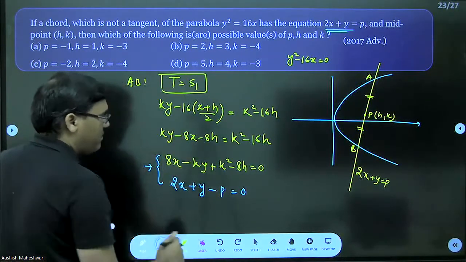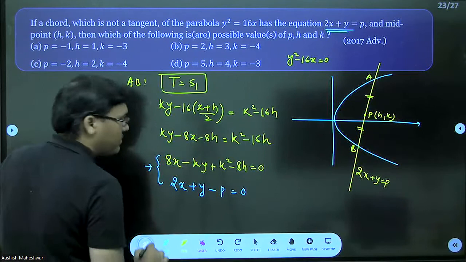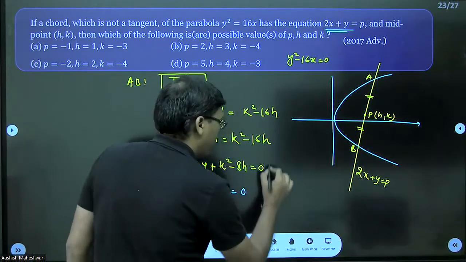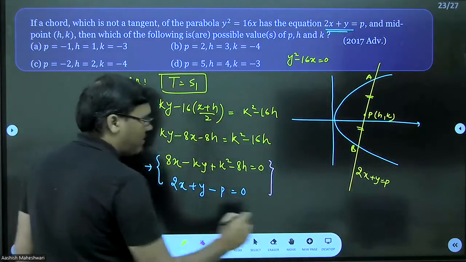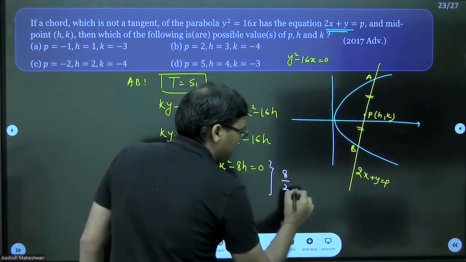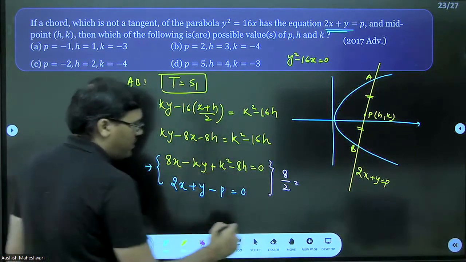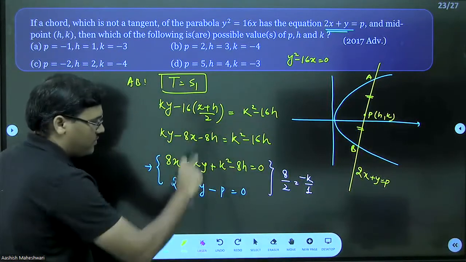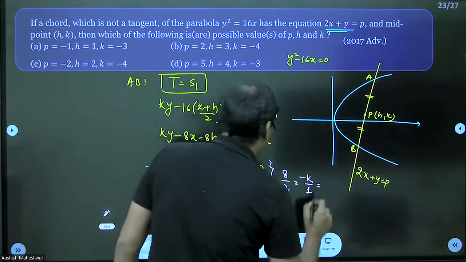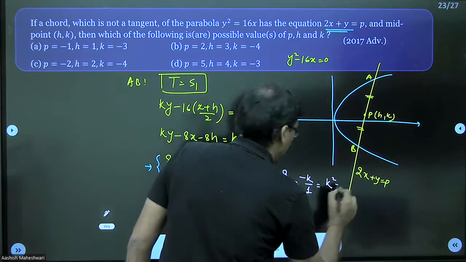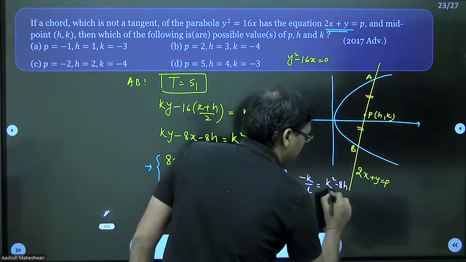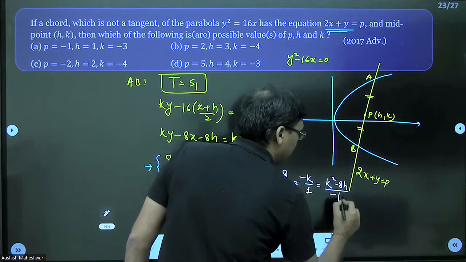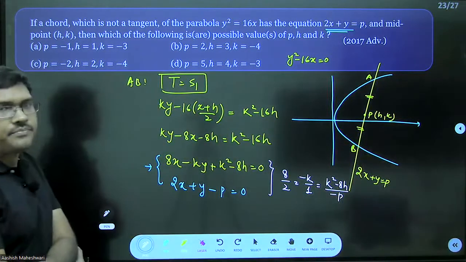I can say this is a1 upon a2, so let me write it here. This is a1 upon a2, that is 2 by 2, should be equal to b1 upon b2. This is -k by 1, right? Is equal to c1 upon c2. So this is k² - 8h divided by -p. Check this, correct?